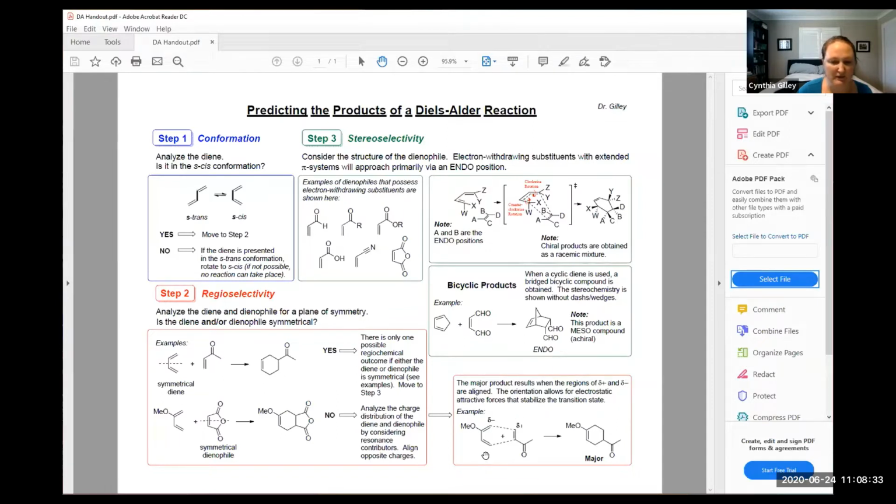So that means you need to figure out through resonance contributors, where is the delta negative, where is the delta positive, and make sure they're aligned to give the major regioisomer. Okay, and then we'll move on to stereoselectivity eventually. We haven't really gotten there yet.